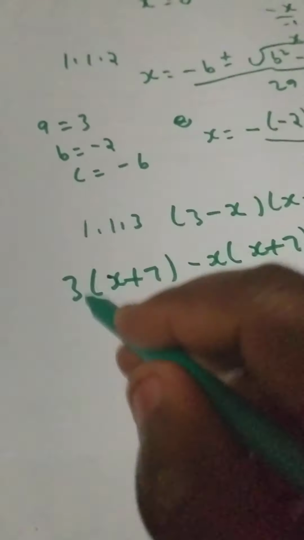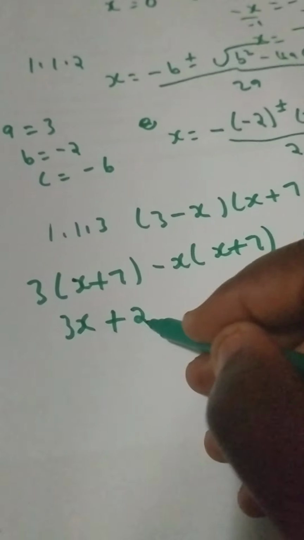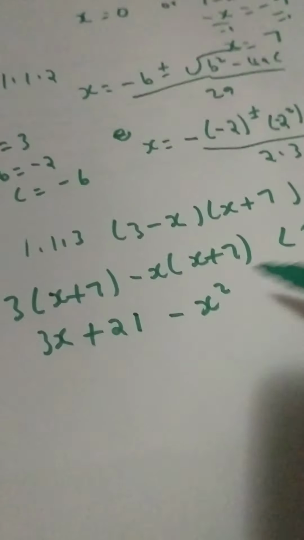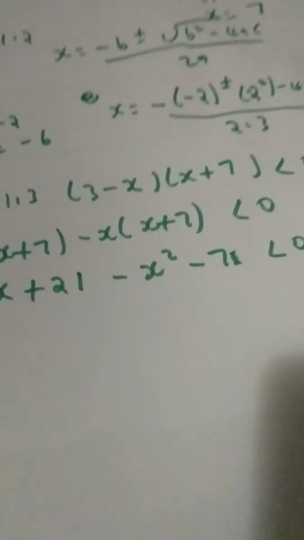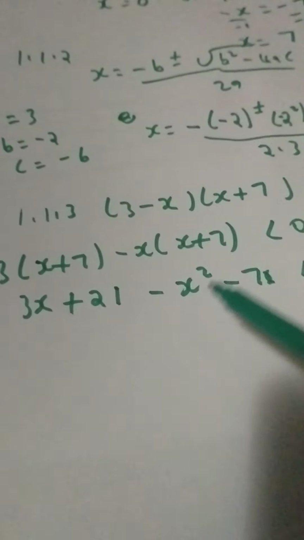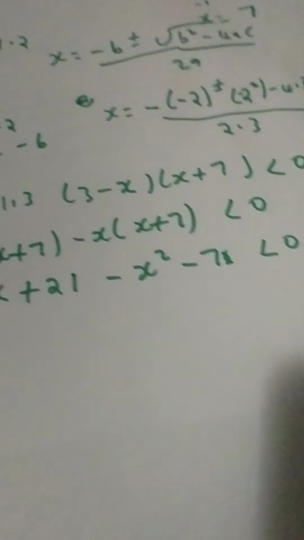So let's just multiply everything inside. 3 times x, that's 3x. 3 times 7, that's 21. Negative x times x, negative x squared. Negative x times 7, negative 7x, less than 0.